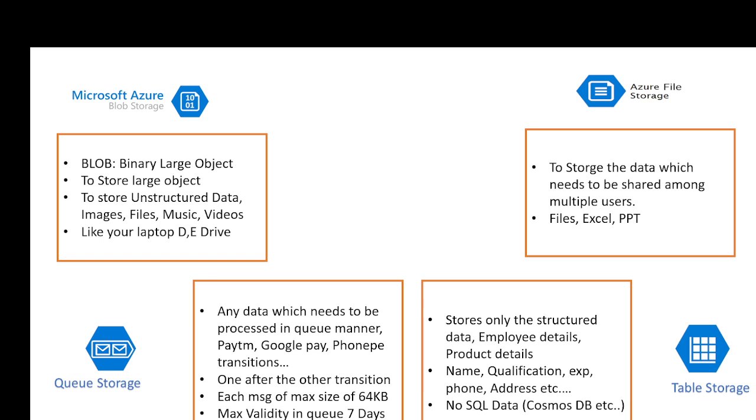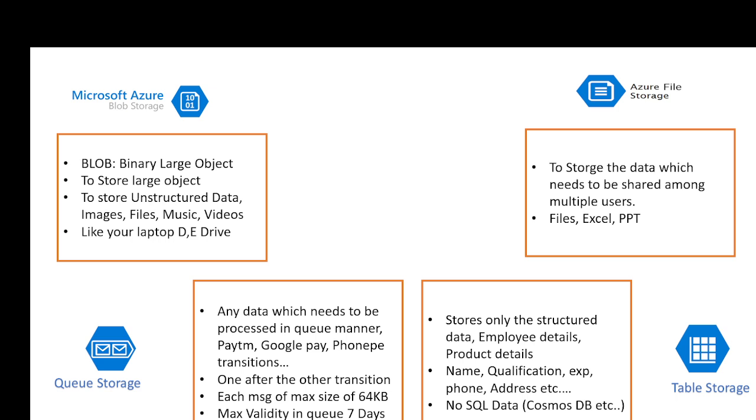And queue storage, right? Any data which needs to be processed in a queue manner, for example when you go to the ATM or do online transactions, it is first come, first served. Whoever goes first will get things first and come out. For a bank you are one person, but for the bank there are a lot of people, so they always process one by one, one after the other.